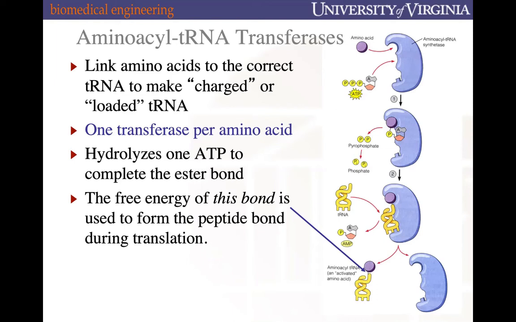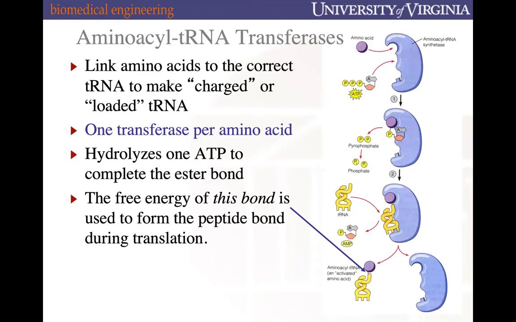And the peptide bonds that exist are derived from the energy of this bond here between the amino acid and the 3' end of the transfer RNA. So what ends up happening is that with each amino acid that's added on during translation, it's leveraging the energy from this ester bond here that was derived from this ATP hydrolysis.